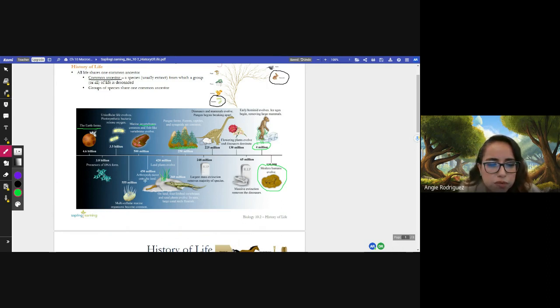Arthropods start to move on land, such as this one over here. Then our plants also start to evolve. Remember, plants are also alive, so we start to see more evolution or change over time of plants. We also have our dinosaurs and mammals start to evolve as well.